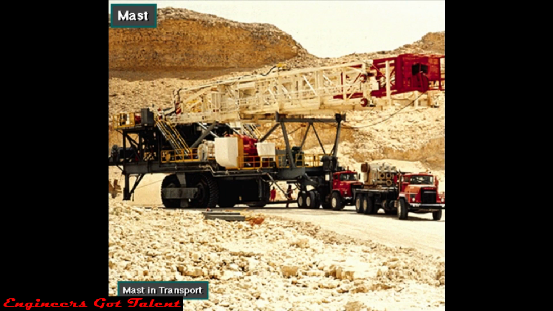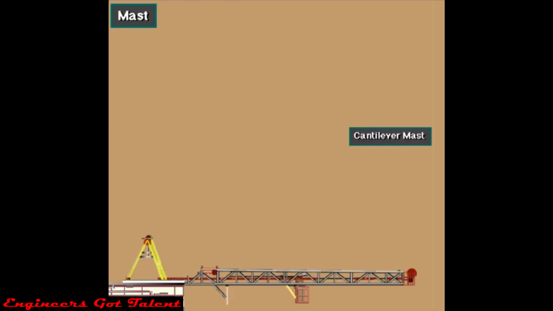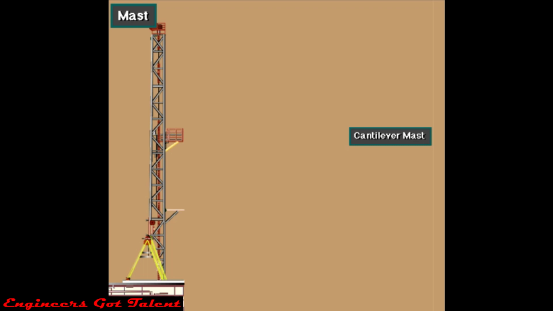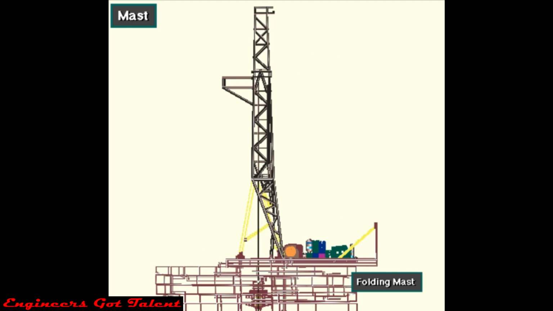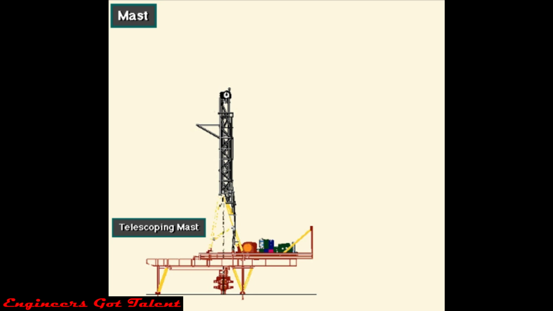Manufacturers usually weld and pin the mast together for easier assembly and disassembly. A self-erecting mast may be a cantilever type, a folding type, or a telescoping type.